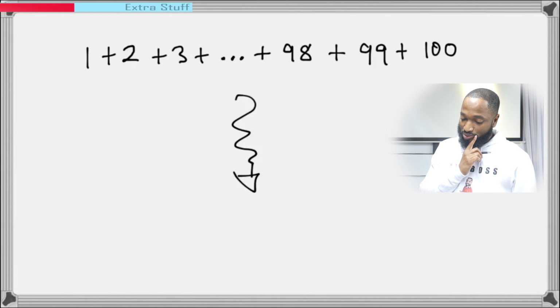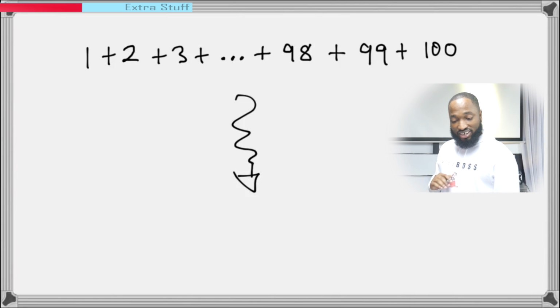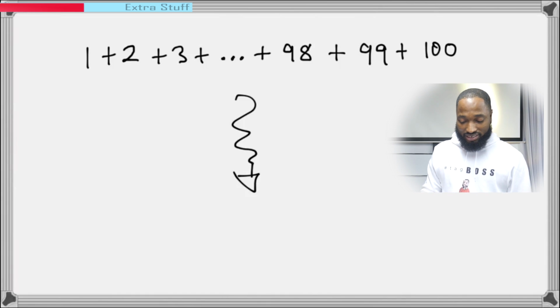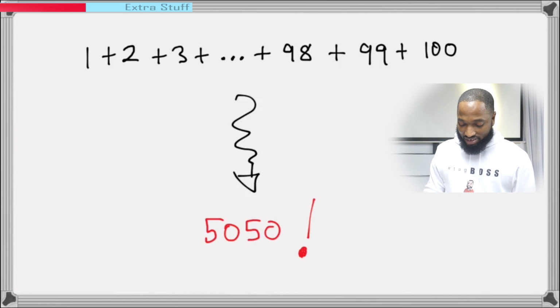Now, what do you think was the method he used to solve this? Can you think of a way to solve this? He got the answer. What was the method? By the way, the answer is 5050. What is the way to find this? Let me start to give you hints.